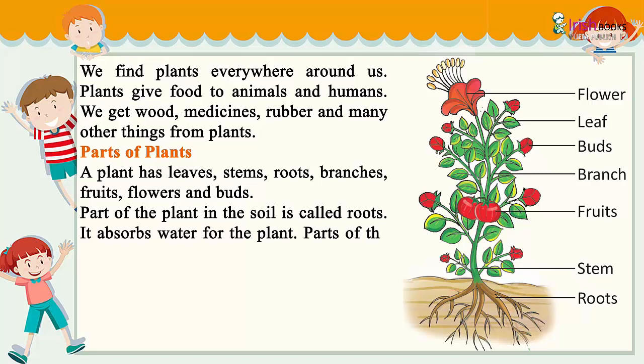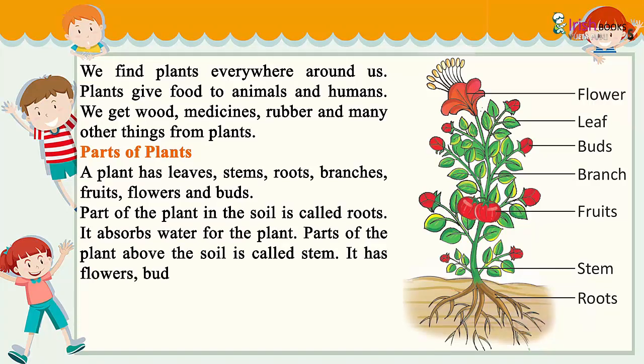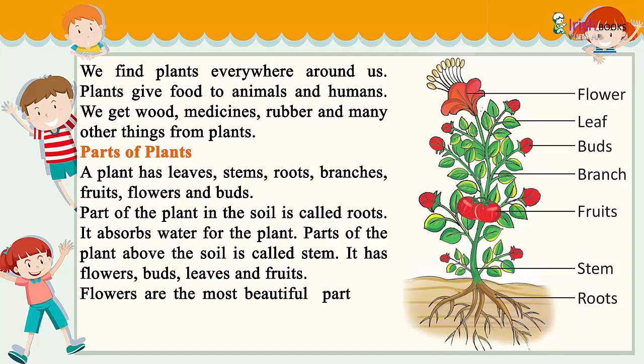The part of the plant in the soil is called roots. It absorbs water for the plant. The part of the plant above the soil is called stem. It has flowers, buds, leaves, and fruits. Flowers are the most beautiful part of a plant.